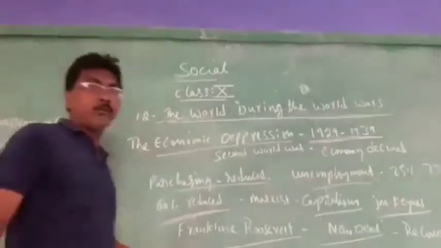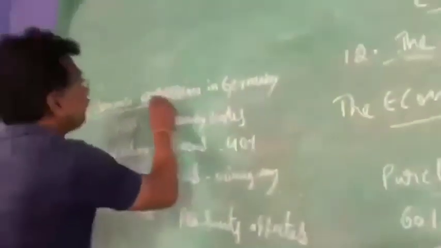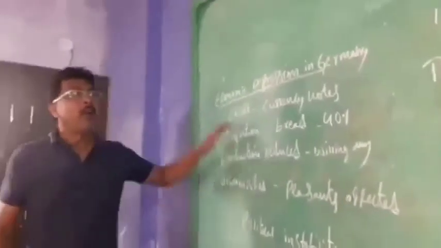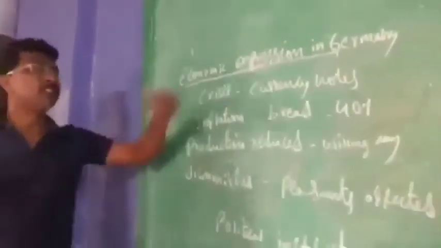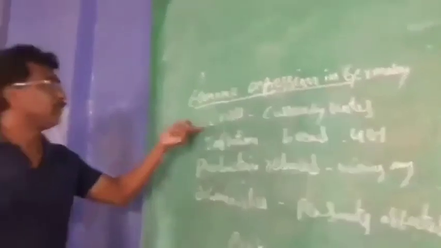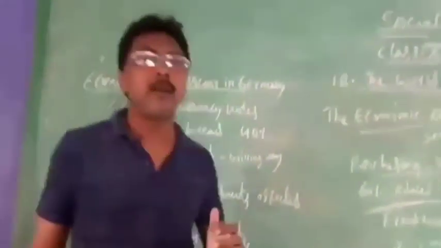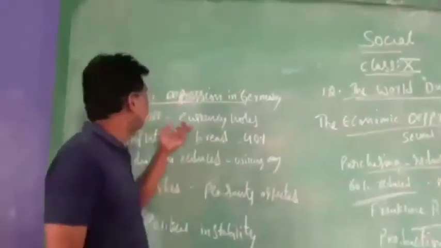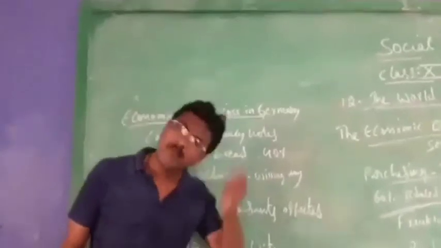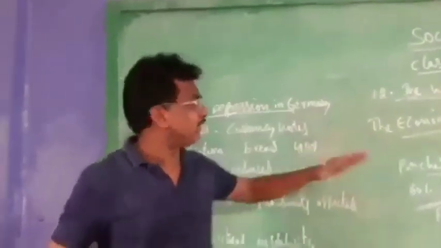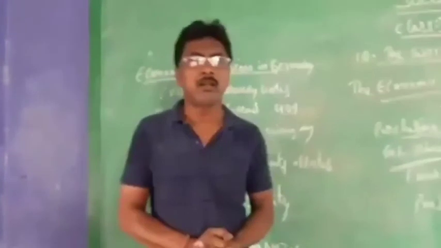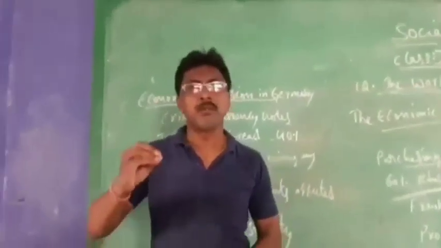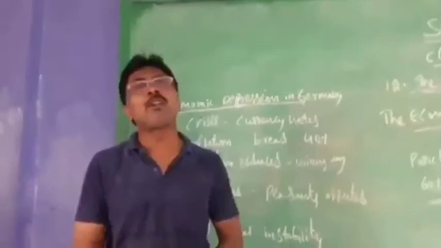Here you see economic depression. And next one, you see economic depression. You see what happened in Germany. Here also, economic depression in Germany. You see the crisis. Here also the same crisis. But all the countries solved their problem. But in Germany, they started a new policy.